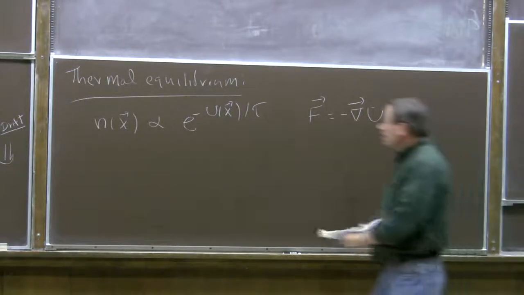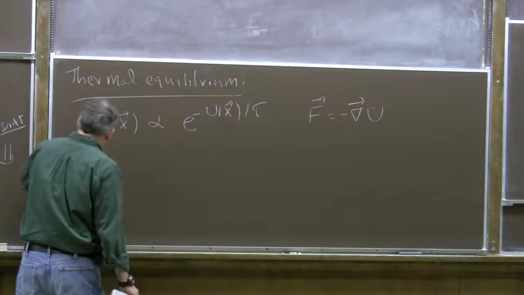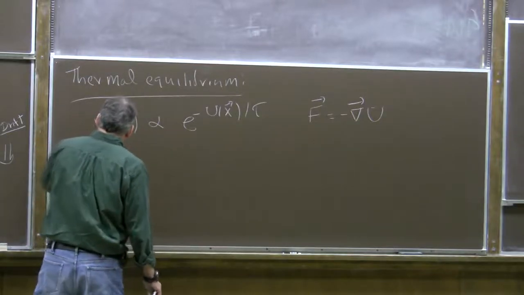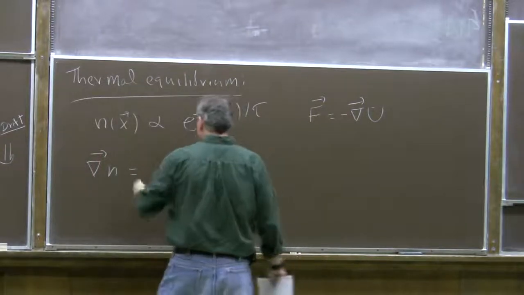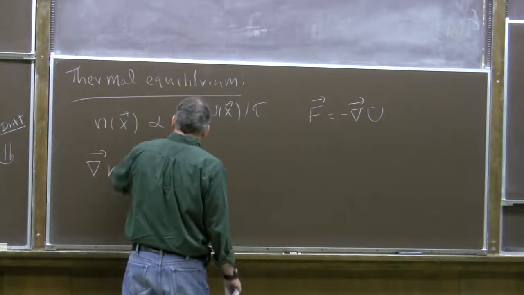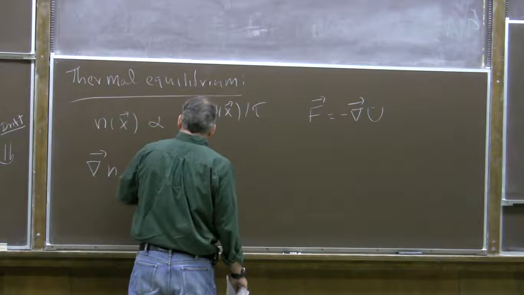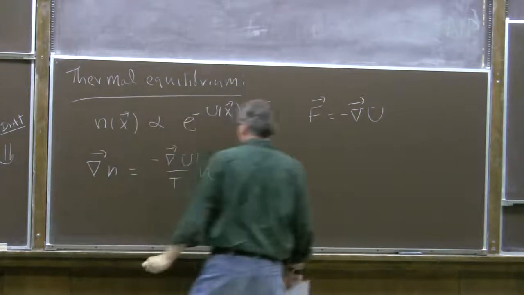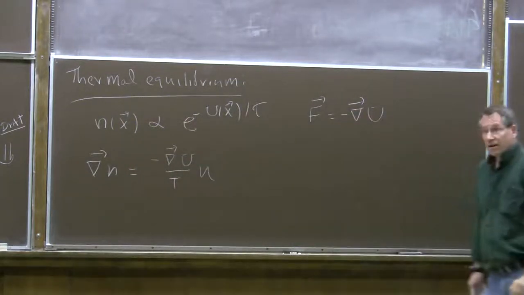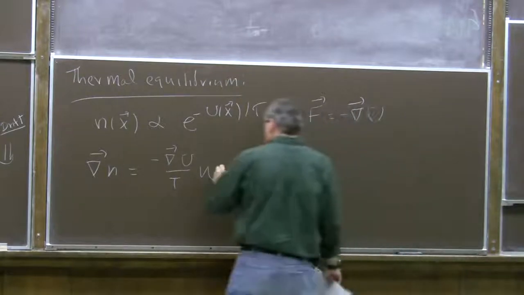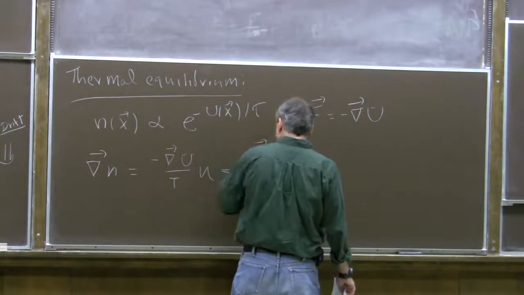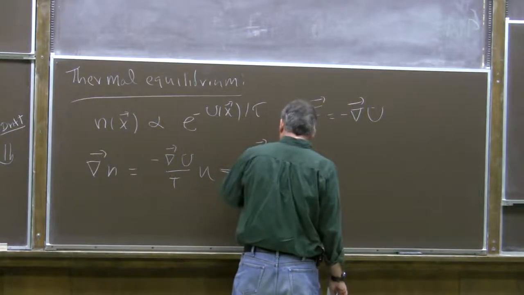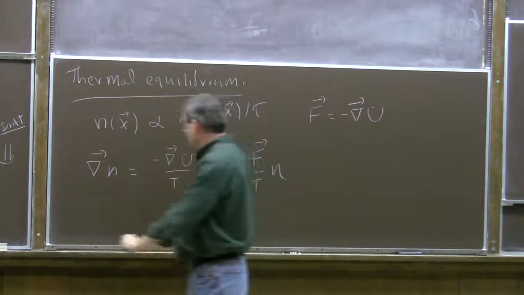So that means if I take the gradient of the concentration, I differentiate this exponential, so I get minus gradient of potential divided by temperature times concentration. And that's just equal to force divided by temperature times concentration.